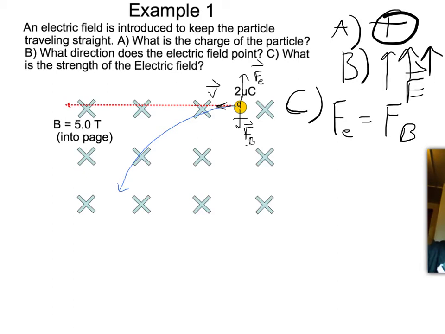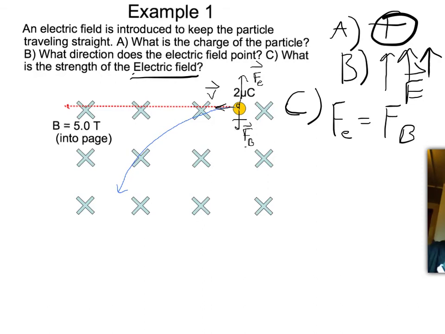Our electric force would be given by, so remember we're looking for the strength of the electric field, and that force is given by charge times electric field strength, so electric force is QE. Remember that, charge times field strength. And the magnetic force, since we already know it's perpendicular, we don't have to worry about sign or anything like that, would be given by QVB.